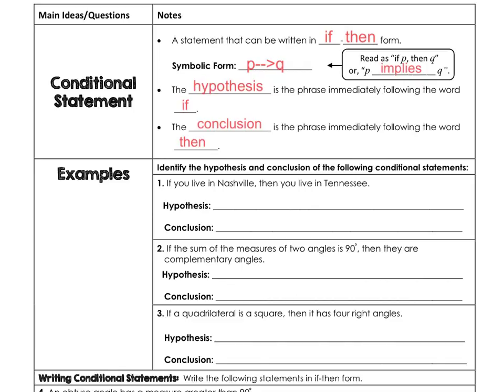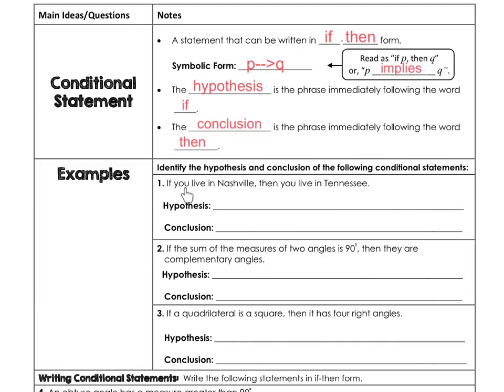So this is a quick review of the notes for conditional statements. As it indicates here, a conditional statement is one that's written in the if-then form. Symbolically, we write it as P with an arrow facing the Q, and we typically say that P implies Q. You could also read it as if P, then Q. Because it's in the if-then form, we can find the hypothesis by looking after the if statement.